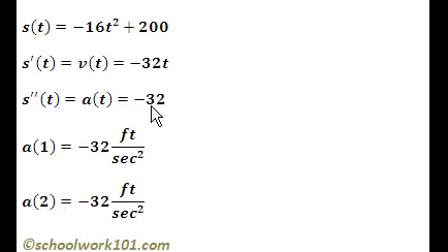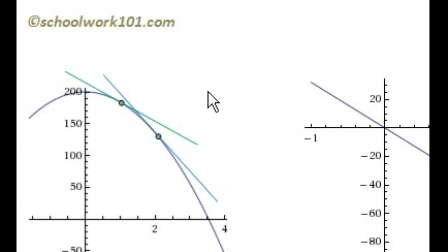So as you can see, acceleration is constant for any value of t within our domain. Now I wanted to come up here and take a look at this picture. I've got our graph drawn, and this represents the position function. This is at 1 second, and this is at 2 seconds. You can see this is just the slope of a tangent line here, and then the slope of another tangent line right here.